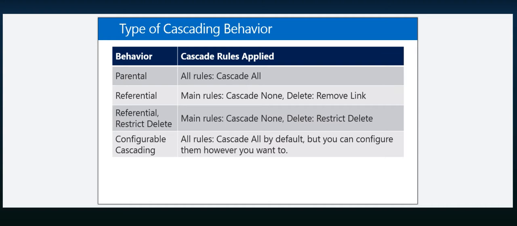On the cascading behavior, some of those features do have names when we look at the solution manager. Some of them are called parental, referential, restrict delete, and configurable cascading. So you can select some of those. The parental one is basically everything applies, it cascades everything. Referential means that it doesn't cascade anything, but when you delete it, it just removes the link. Restrict delete is the same, doesn't cascade anything, but it restricts deletes. And configurable cascading is however you set the individual items.